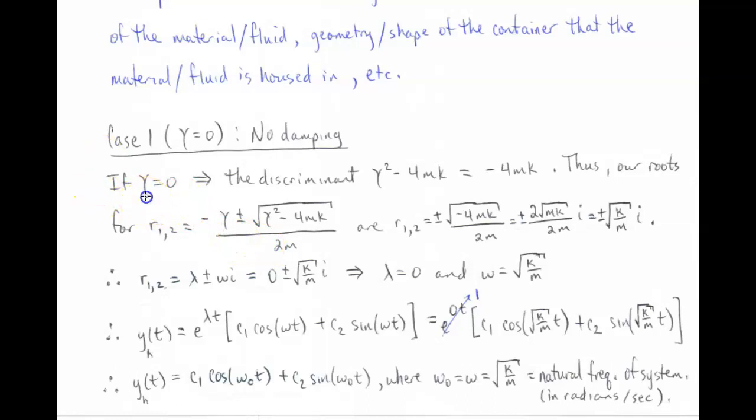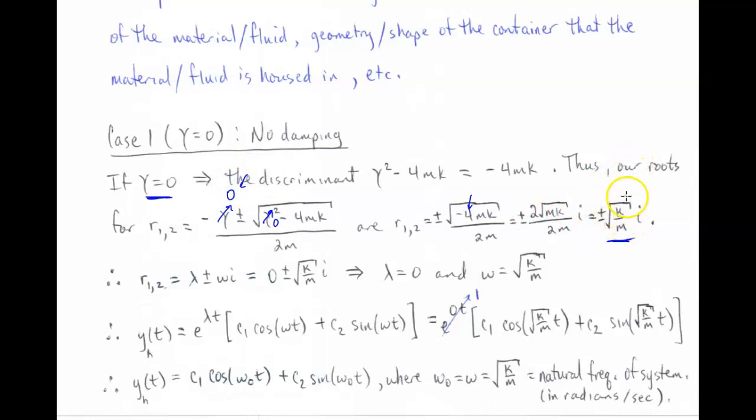So we see here that when we have no dampening, then of course our gamma here would be 0, so we just end up with a negative value under the square root sign here, which tells us that we're going to have complex conjugate answers. And since gamma is 0 here, we see that it's purely imaginary.